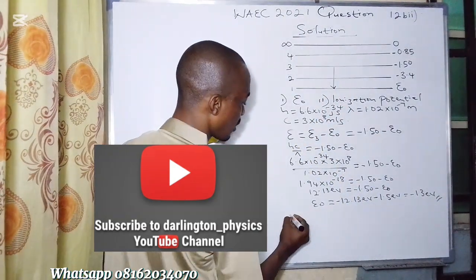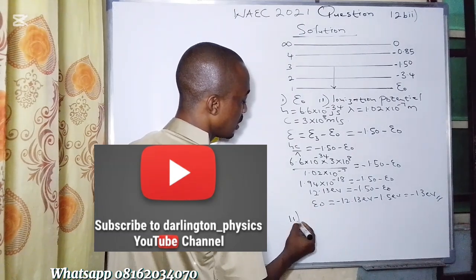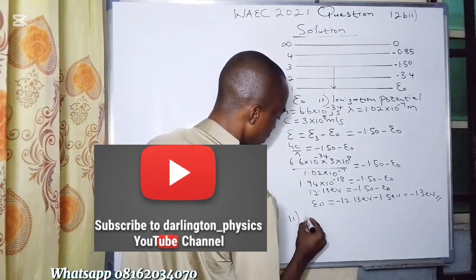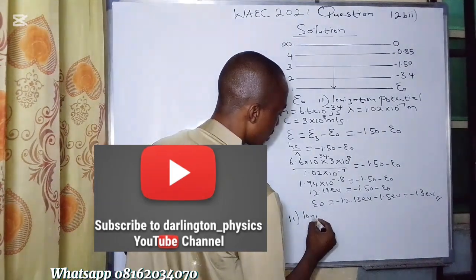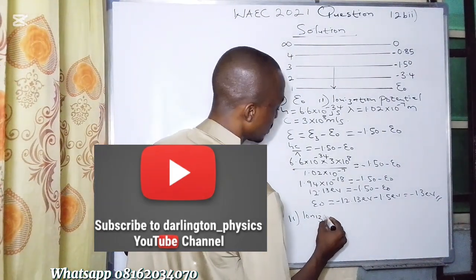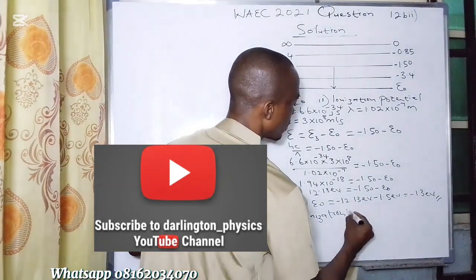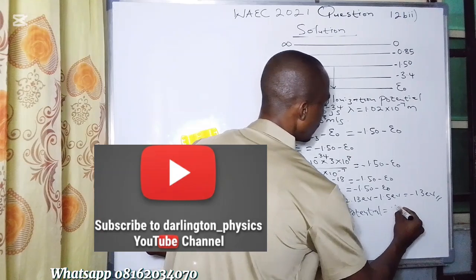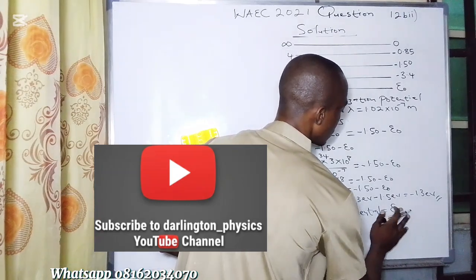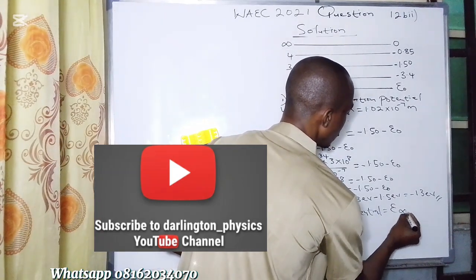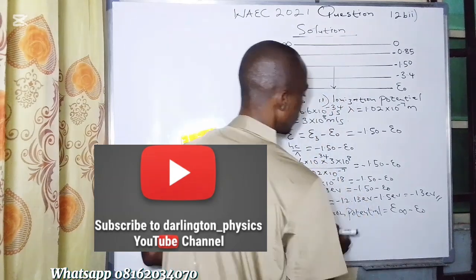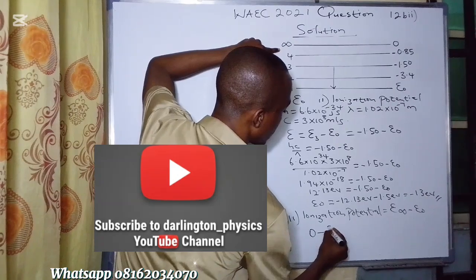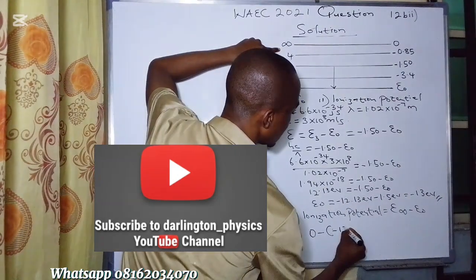That's the first. Then the ionization energy. Let's just do that right away. The ionization potential. What will it be? This will just be equal to E infinity minus E0. And that would be very simple. What's E infinity? E infinity is 0, minus, in bracket, what's your E0? Minus 13.